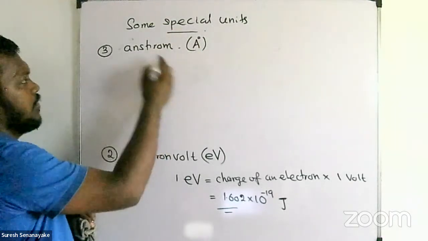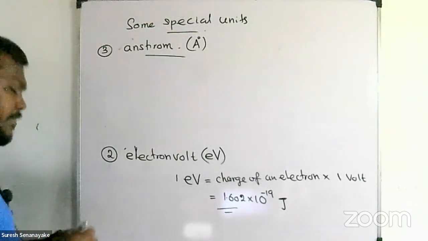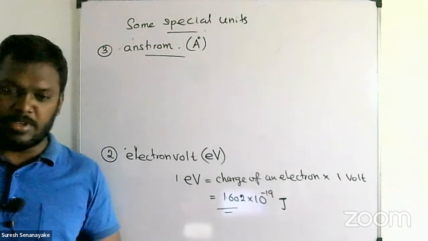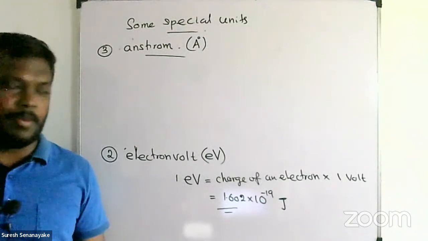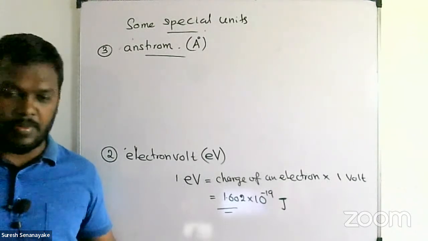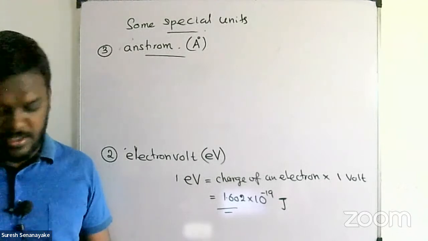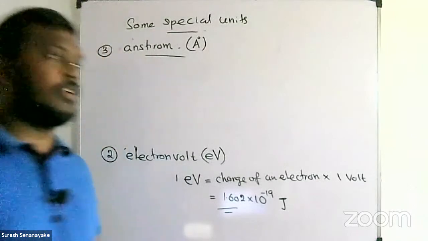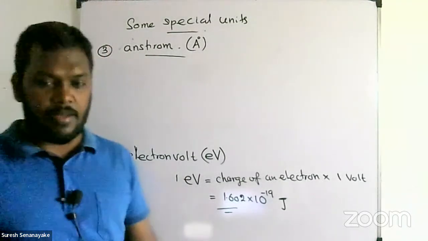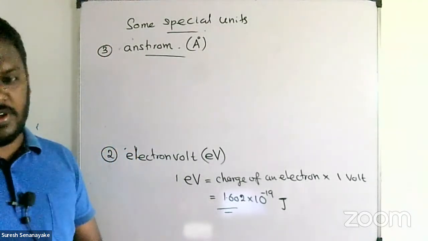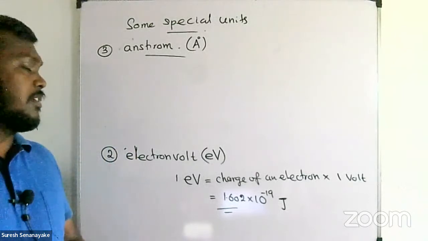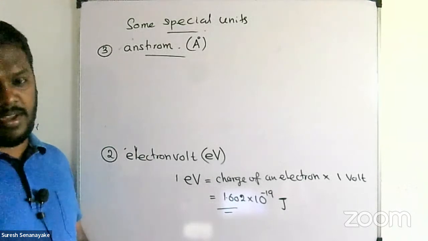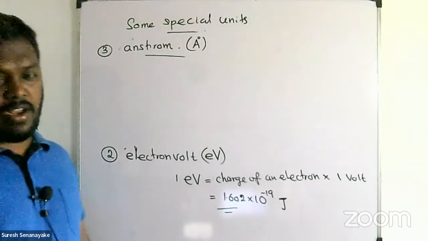This is a unit of length. For a small length, you can measure using angstrom. Normally, the bond length between the atoms is given in angstrom, like 2 angstrom, 3 angstrom, and also the wavelength of X-rays and gamma rays is given in this, because that is 10 to the minus 10 meters. 1 angstrom is 10 to the minus 10 meter, or 0.1 nanometer, we can say.